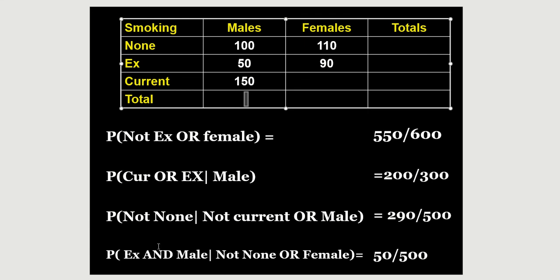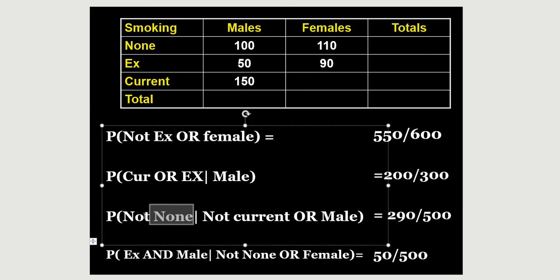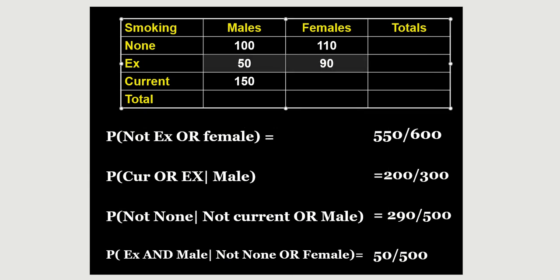Now let's do the probability. The probability says not none. Meaning not none, so I have the ex-smokers and the current smokers. So it's 150 plus 50, that's 200. 200 plus 90, that's 290, divided by everything I have, which is 500, and this is exactly what I got.